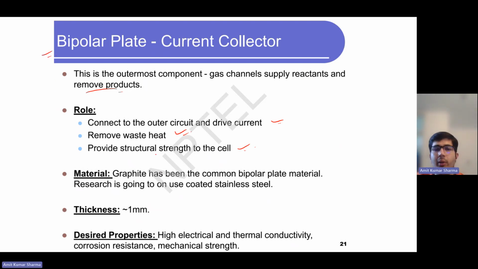A material like graphite has been the common bipolar plate material, and various research efforts are going on to use coated stainless steel as a bipolar plate. Thickness is 1 mm. It needs high electrical and thermal conductivity, corrosion resistance, and mechanical strength.